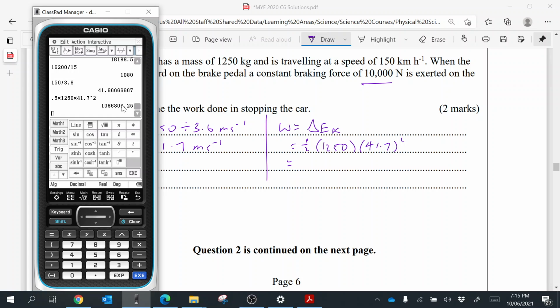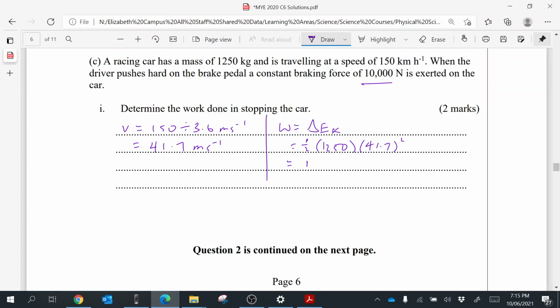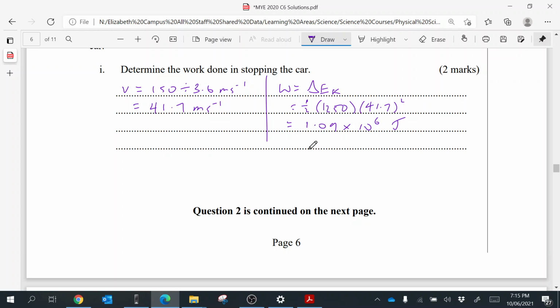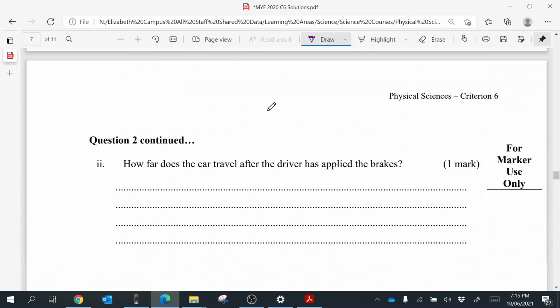It's a lot of work. What's that? Almost a megajoule. 1, 2, 3, 4, 5, 6. Just a lot. Okay. I'm going to go to three significant figures here. So we're going to say 1.09 times 10 to the 6 joules. Okay. It's equal to 1.09 megajoules. So that's a lot.